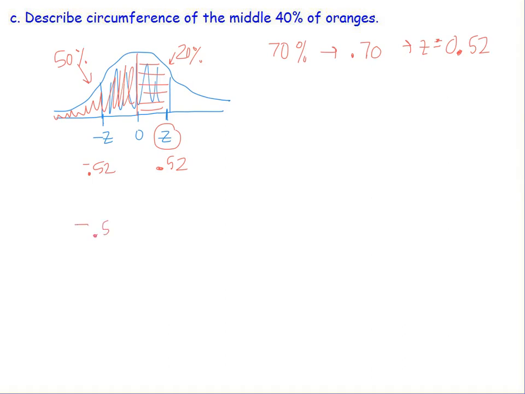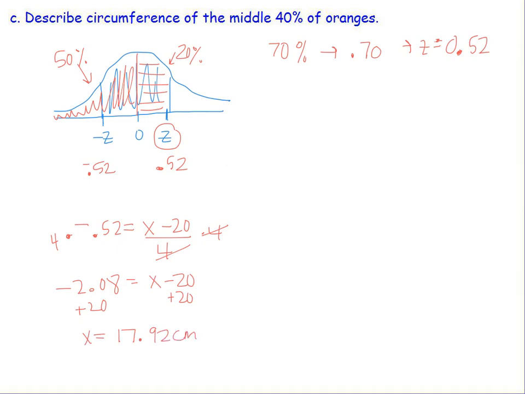Negative 0.52 equals, we don't know x, our mean is still 20, our standard deviation is still 4. Same as before, we're still multiplying by 4. Negative 0.52 times 4 gives me negative 2.08 equals x minus 20. Add 20. Negative 2.08 plus 20 gives me 17.92 centimeters.